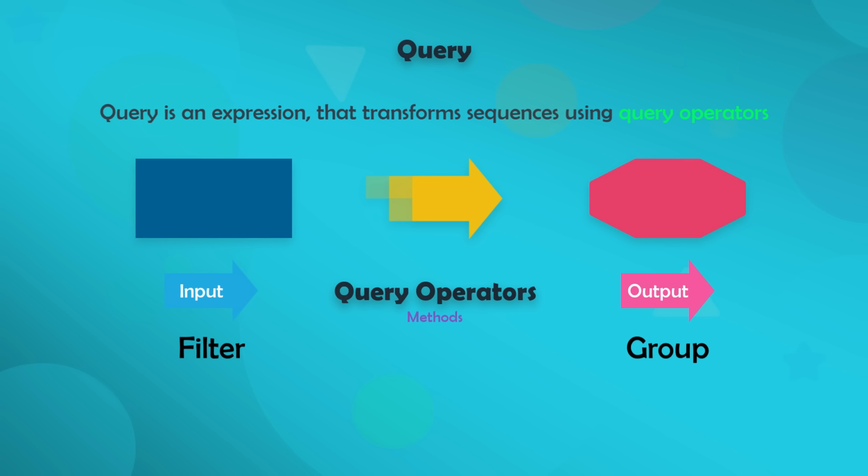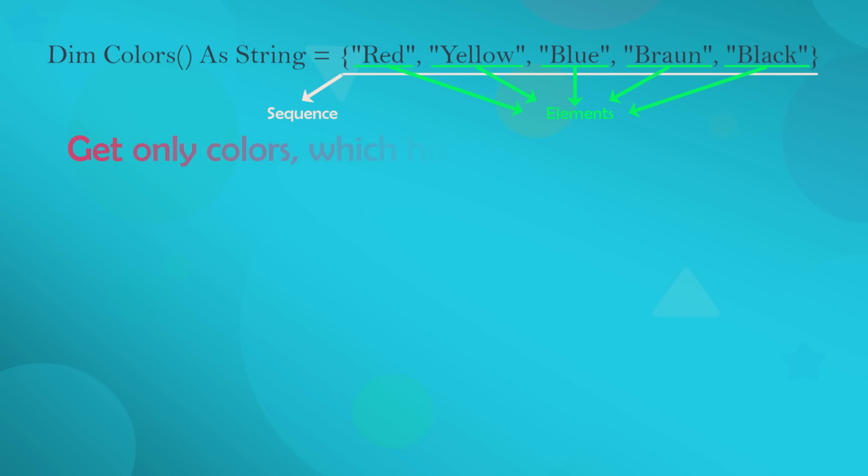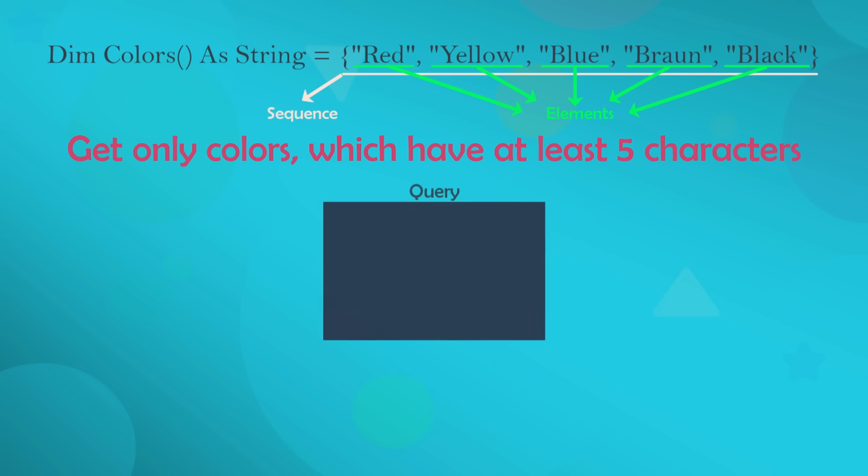Let's see the following example to understand these four keywords better. I have the following string array, which contains 5 colors. The array is the sequence and the colors are the elements. Assume I want to filter this array to get only the colors, which have at least 5 characters. To do that I have to write a query. This is the query to do that.